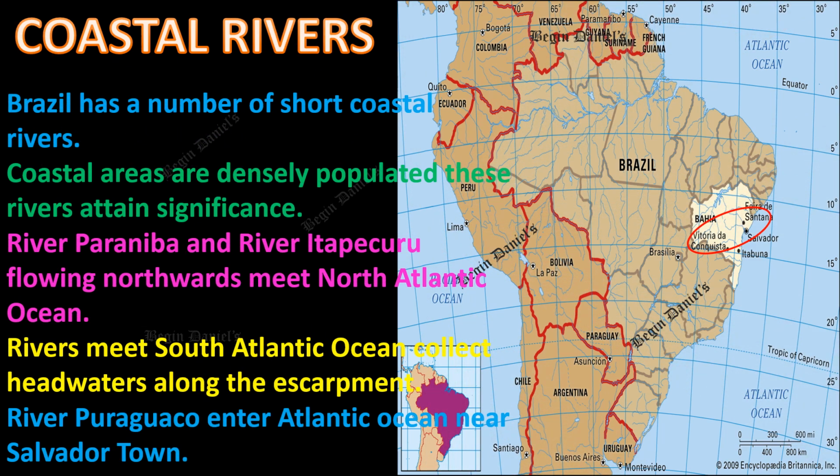Coastal rivers. Brazil has a number of short coastal rivers. Coastal areas are densely populated. These rivers attain significance. River Paranaíba and River Itapecuru flowing northwards meet North Atlantic Ocean. Rivers meet South Atlantic Ocean, collect headwaters along the escarpment. River Paraguaco enter Atlantic Ocean near Salvador town.